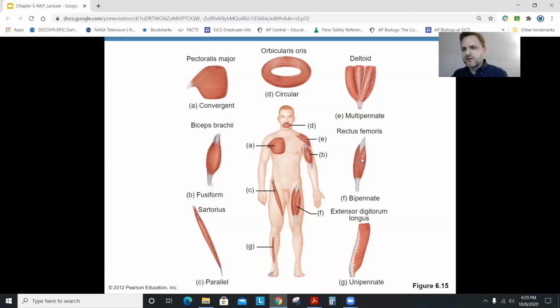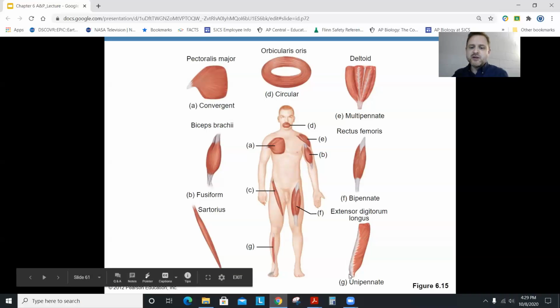This is part of your quadriceps in your leg. It has two main tendons, so it's bipinnate. Here you have multipinnate. You can see there are little thin connective tissue layers here. Unipinnate: here all the muscle fibers attach to this one tendon or aponeurosis, whatever it is. It's called unipinnate.